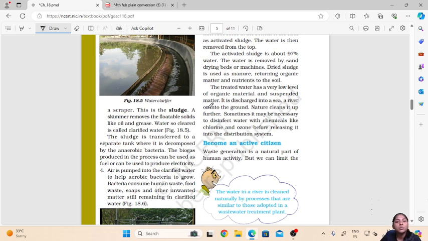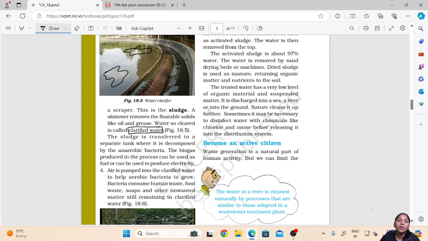Then a skimmer removes the floatable solids like oil and grease which is present. Now oil and grease, if it is present in the contaminated water, it will float on top of the water as oil always floats on water. Now all these oils and grease will be removed with a skimmer and the water so obtained at this stage is called clarified water. After the removal of sludge and oil and grease, the water which is obtained is called clarified water.